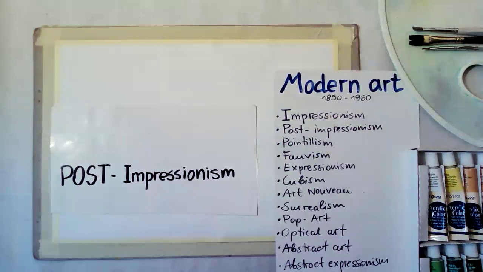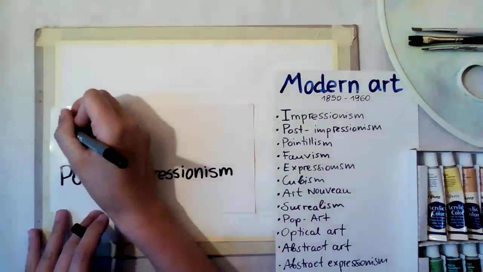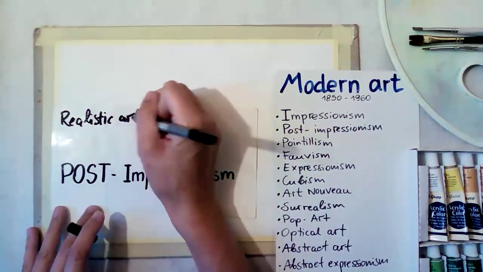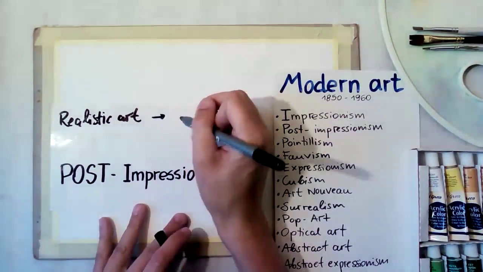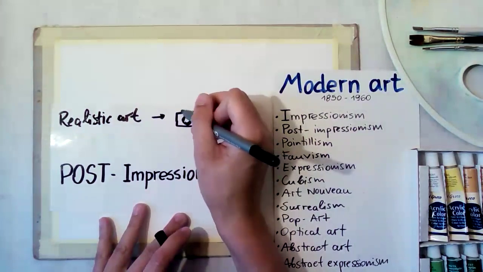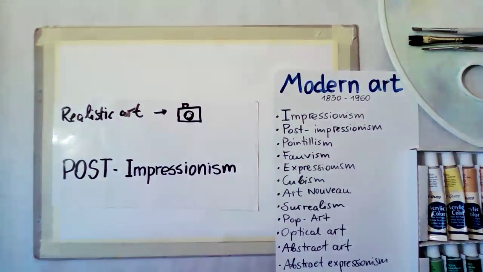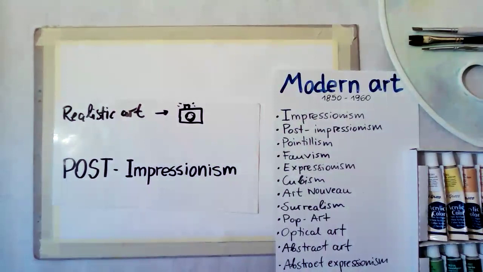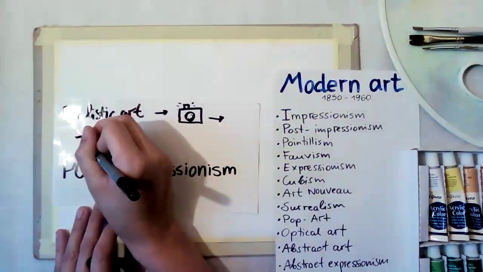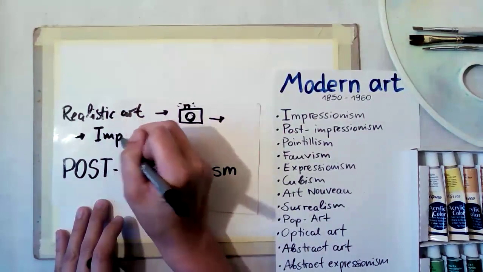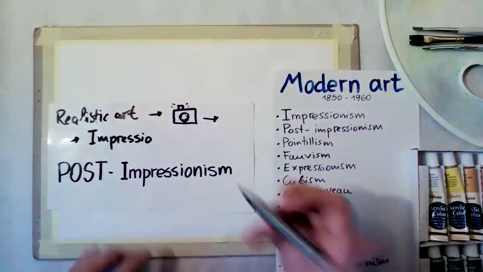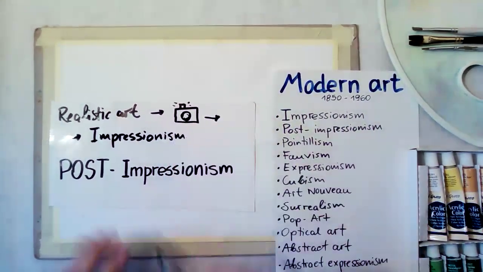Just to recap what was happening: we used to have more or less realistic art. Then we remember the story about the photo camera being invented, and that's why the artists were in a little trouble. But since the photo camera was still black and white, they worked a lot with colors. And so impressionism emerged. They invented this name because of the word impression; one painting was called like this.